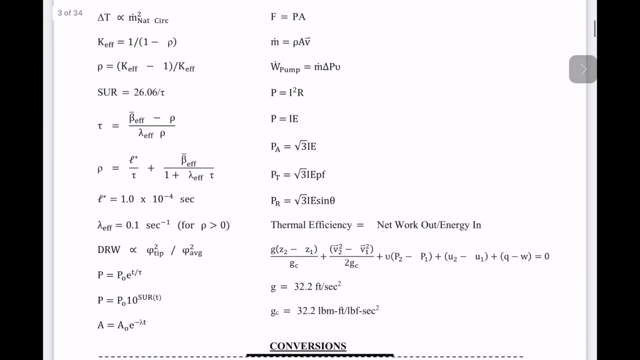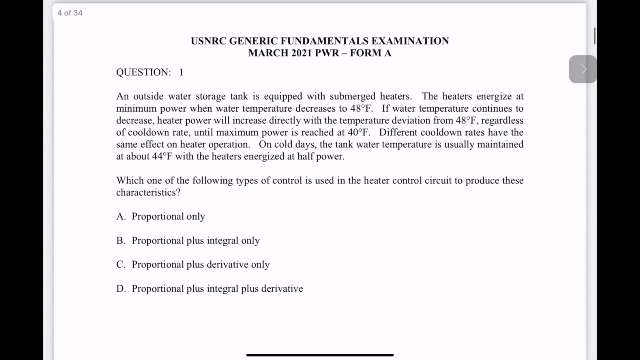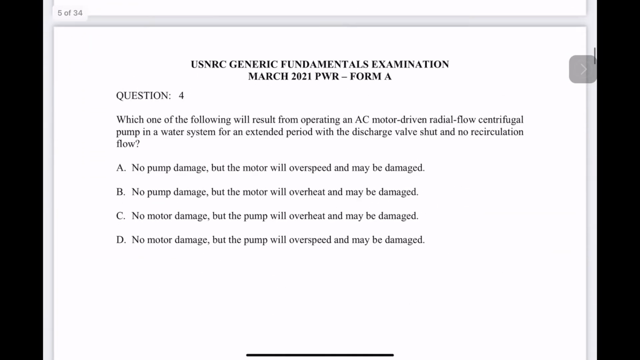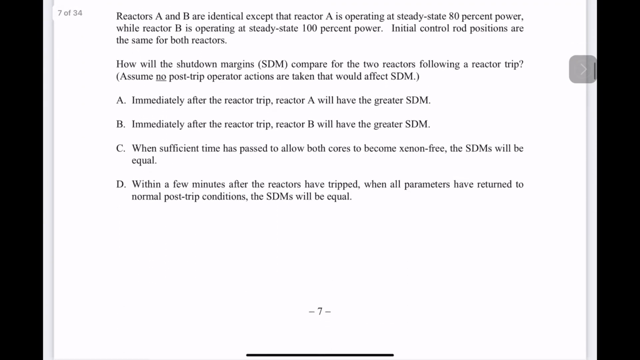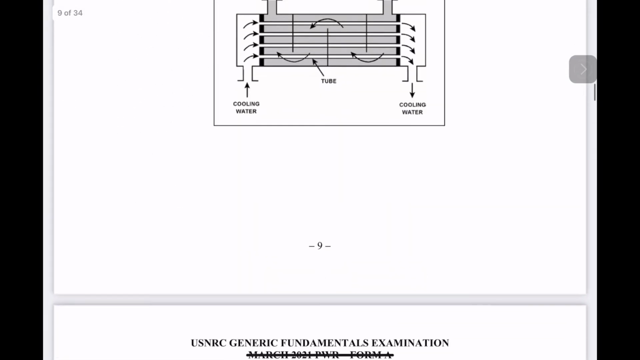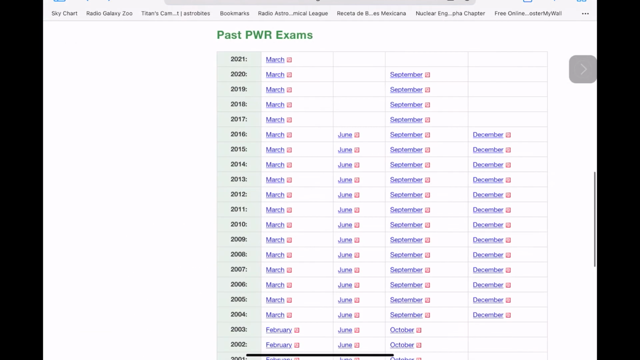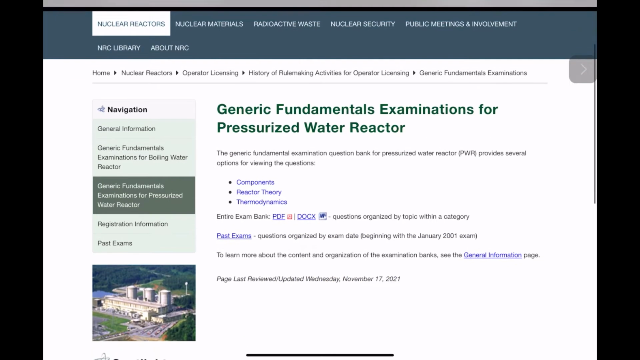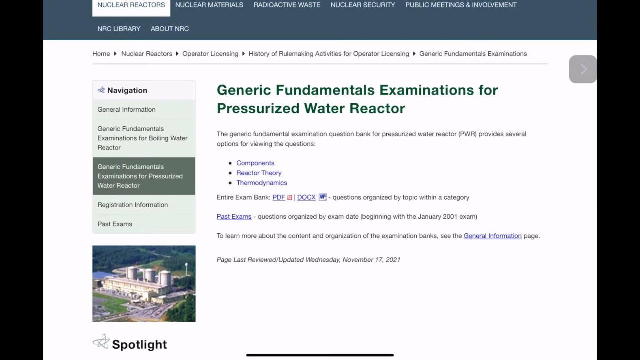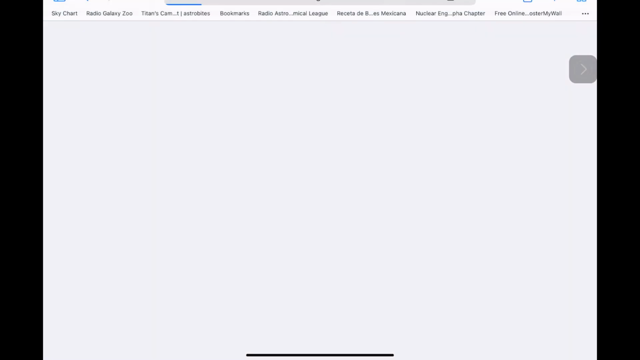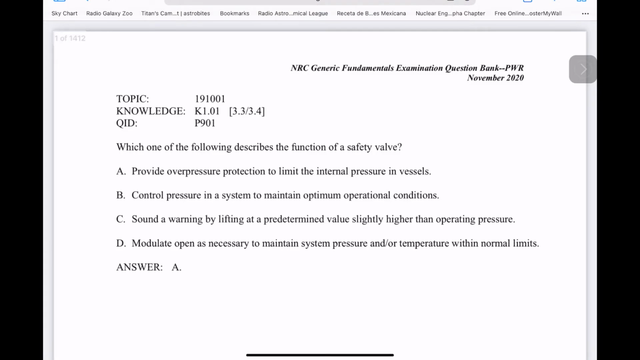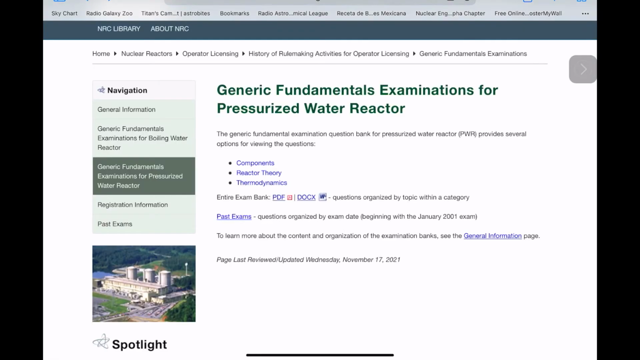So you have your equation sheet, conversions, and then all your questions here. These are examples of the questions that you might get, but we will go into that in more detail in the examples part. So we saw the past exams. We can also take a look at the entire exam bank. It is 1,412 questions from the exam bank. That's good, we'll have a lot of fun doing that.